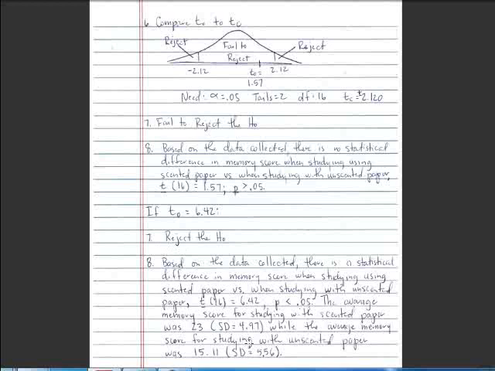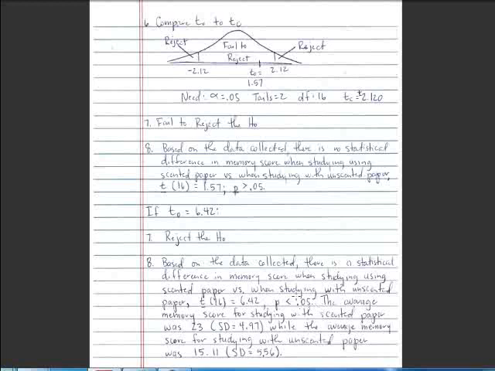And then again, here's our write-up for that. So I'll just read it to you, make a few comments here and there. Based on the data collected, there is a statistical difference in memory when studying using scented versus when studying with unscented paper, T(16) = 6.42, p < 0.05. And this will make a little bit more sense probably after we talk about how to find these critical values.